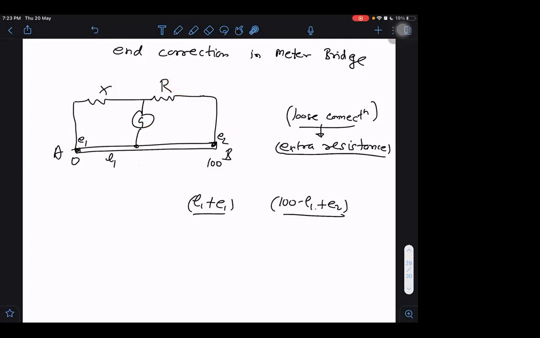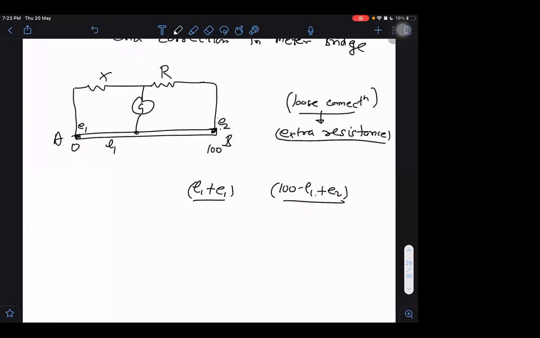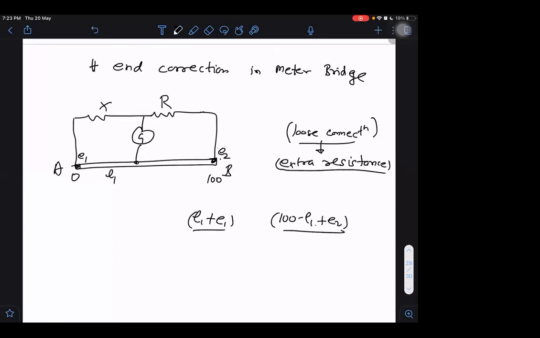But if they are not giving two equations worth of information, then I will not assume E2 to be there; I will assume only E1 to be present. Then I will take the other one as just 100 minus L1 only. Okay, it depends on the situation. It all depends on how much information they are giving, and if you find some typical question somewhere, you can just tell me, and from there we can get an idea. This is how we do the questions of end correction.